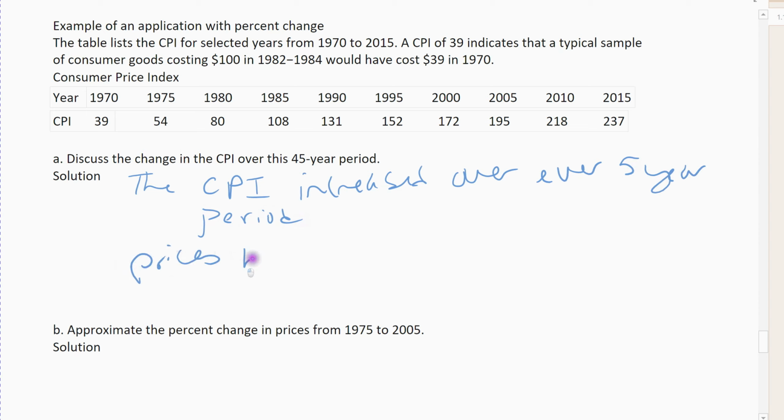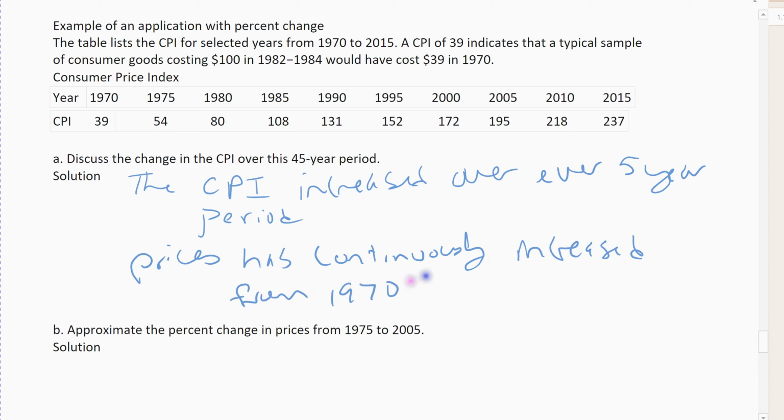Prices have continuously increased from 1970 to 2015. Right? And again, you can put that in your own words, but that's basically what the table is showing, right?